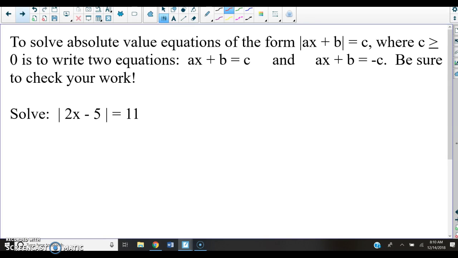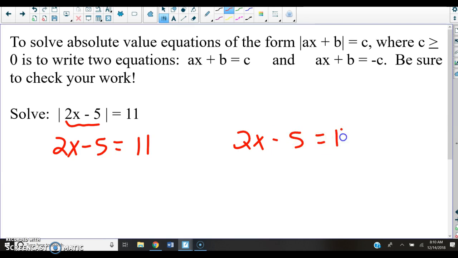Most of them are not going to be as simple as those examples were. Most of the time, you're going to have an expression in your absolute value. To do this, you're going to write two different equations: either that stuff in the absolute value was positive or it was negative. Then all you have to do is solve both of those equations. This is an or. I missed the negative, sorry about that. So here you would add 5 to both sides and divide by 2.